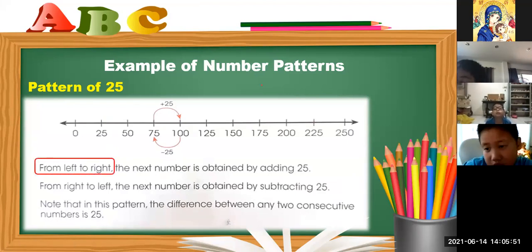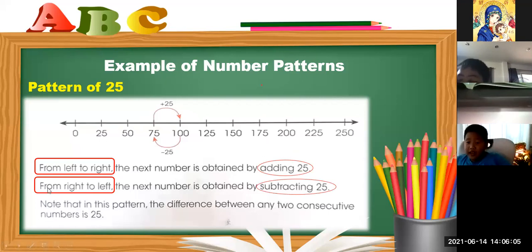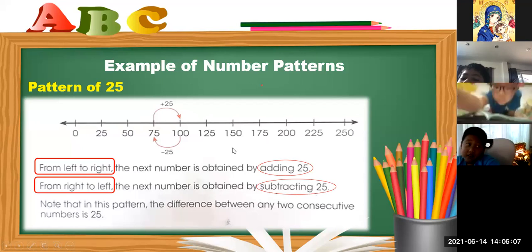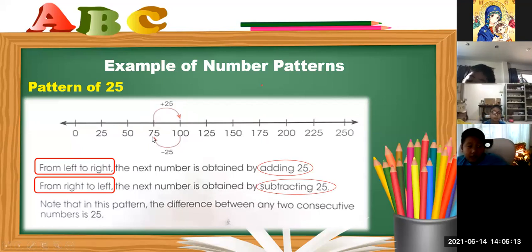Now from left to right, the next number is obtained by adding 25. Left to right, and from right to left, the number is obtained by subtracting 25. So left to right, adding 25, right to left, subtracting 25. You can see here at the top, plus 25, minus 25. Don't worry, later on I'm gonna give you examples.